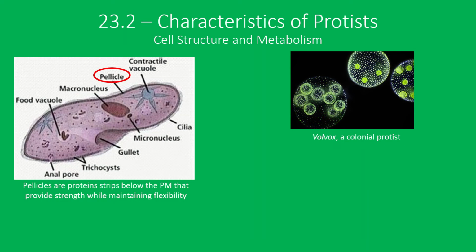Single-cell protists are mostly microscopic, with a few large unicellular examples. These protists can have animal-like plasma membranes, plant-like cell walls, and some have glassy silica walls and pellicles. Pellicles are interlocking protein strips below the plasma membrane that offer protection without being too rigid, like cell walls.